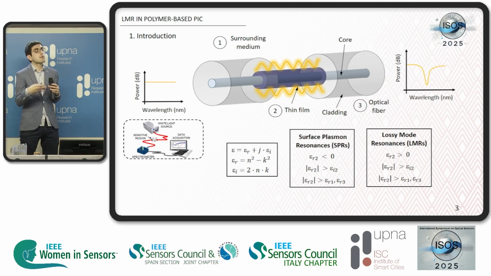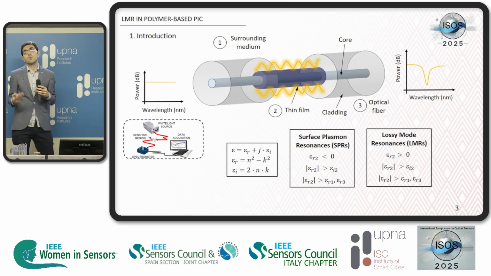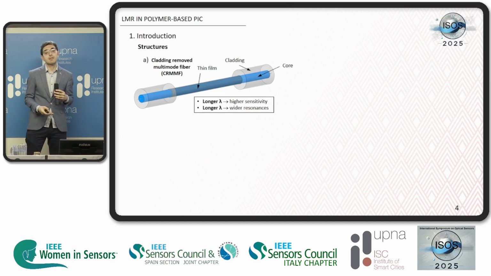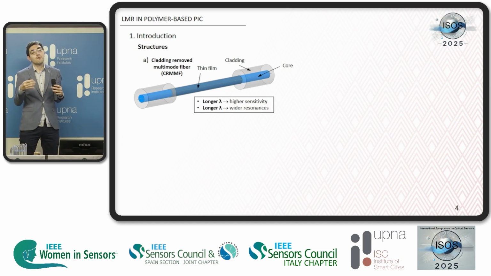Another way to define the lossy mode resonances is to say that it's the resonance that appears when there's a phase matching between the fiber core mode and a lossy mode in the thin film. Okay, so how do we end up talking about integrated photonics? Because here we are mostly more familiar with fiber.